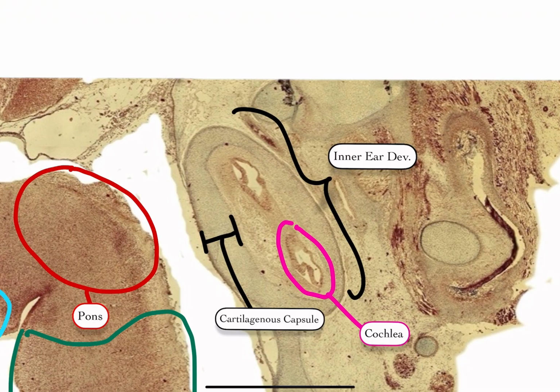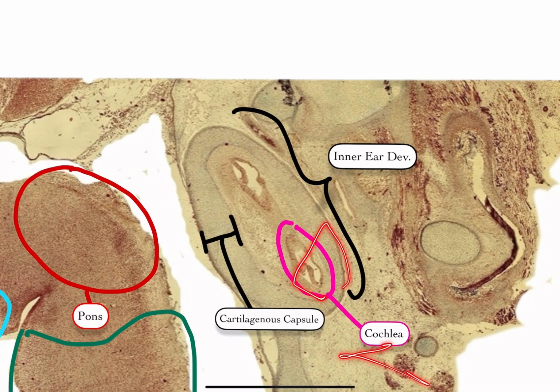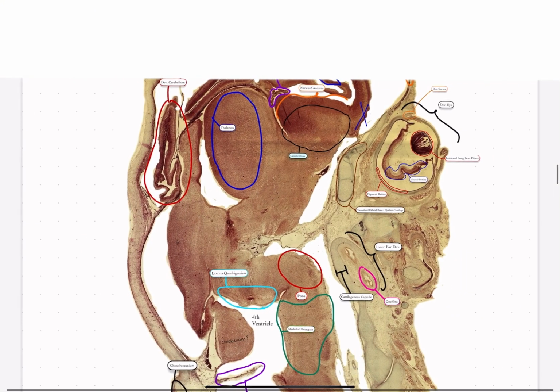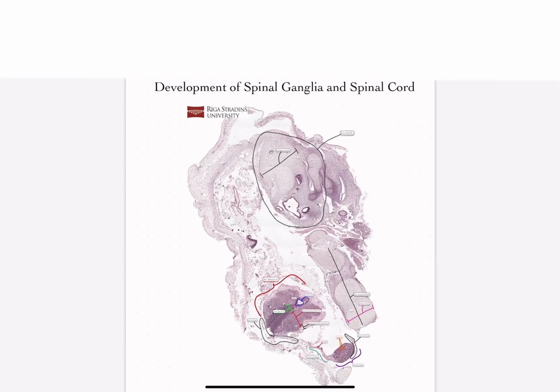So that's why if you see this type of structure and it's covered with this bone-like formation called the cartilaginous capsule, the holes are probably just developing cochlea. But we're going to talk about the developing inner ear later.